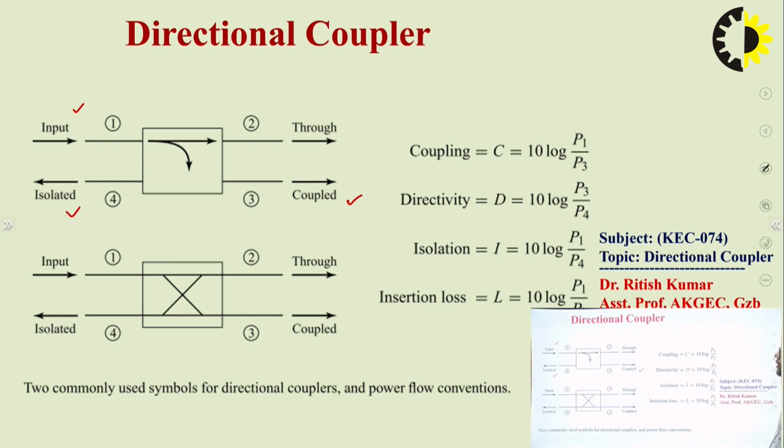This is a reversible device. So if you change port number 2 and port number 3 to 1 and 4, you will get port number 1 as 2 and port number 4 as 3.